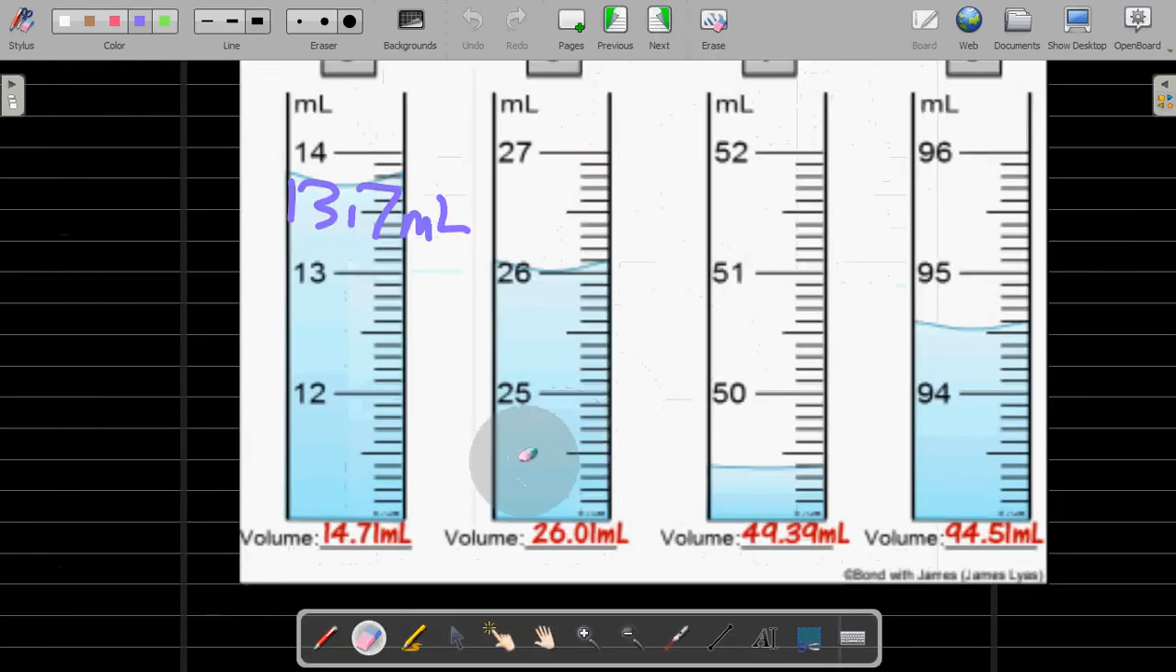And then over here, this one again has a little typo in it, so we're going to ignore that. And it should be, you've got 13 here, and 0.1, 0.2, 0.3, 0.4, 0.5, 0.6, 0.7. So this would be 13.7, maybe 13.71. Okay, and then we have 26.01. So it's a little higher. That meniscus is a little higher than 26. So that's where the 0.01 comes from. And then here, this is 50 and this is 51. So there's only 1 milliliter between the two.